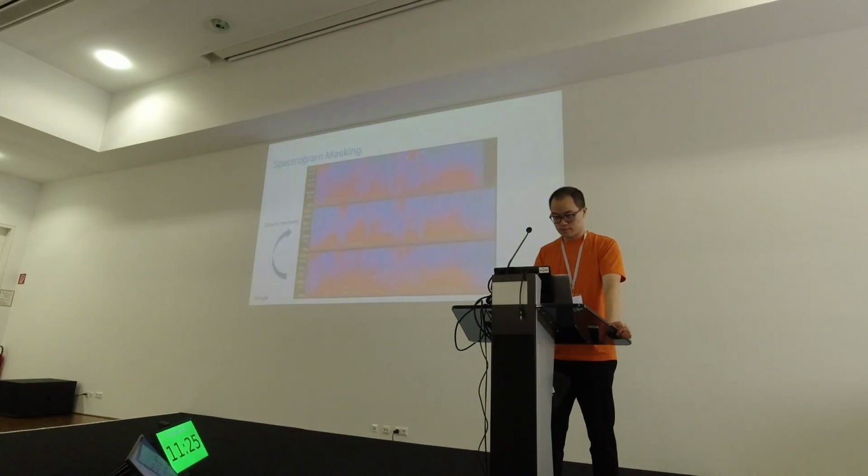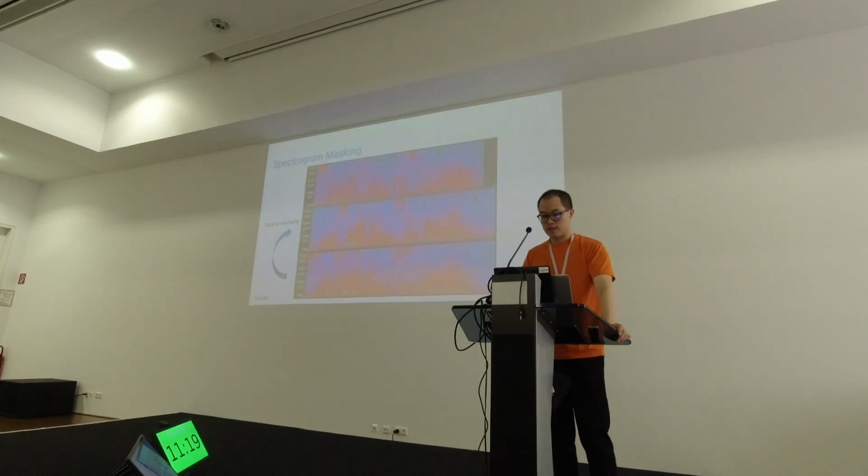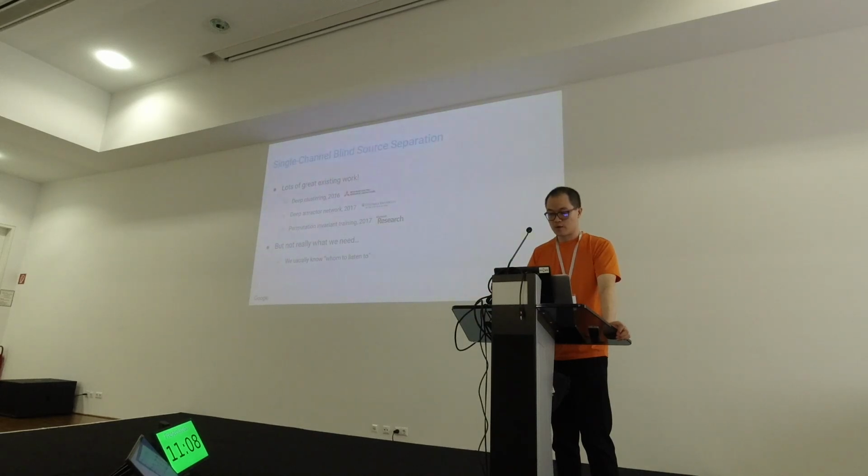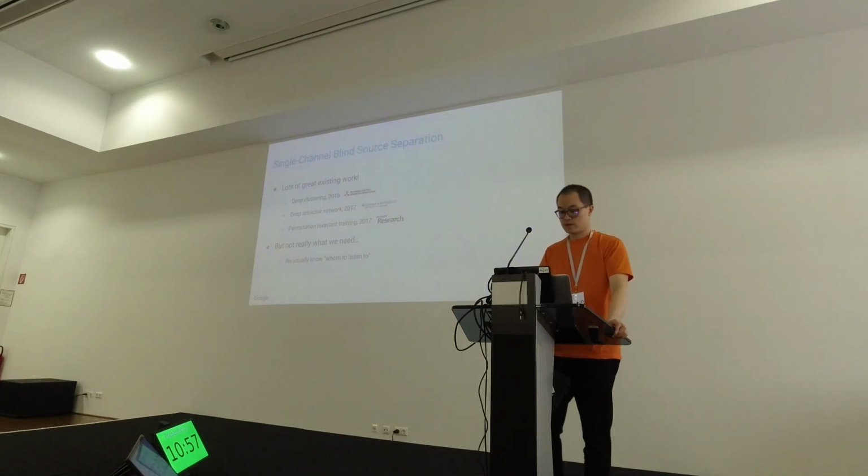Okay, so if we want to recover the male voice from the mixed one, intuitively we could use an eraser on the spectrogram to remove the harmonics of the female voice. In practice, this is doable, and we call that spectrogram masking. There is already lots of great work on single-channel blind separation, for example, deep clustering, deep attractor network, and permutation invariant training. But these are not really what we want, because in our cases, we really know whom to listen to.